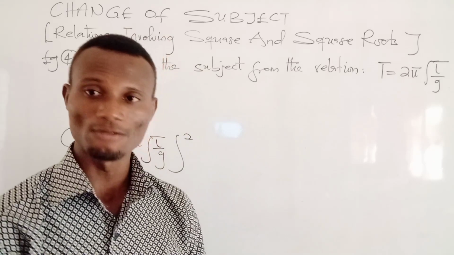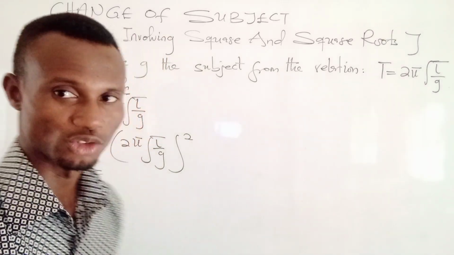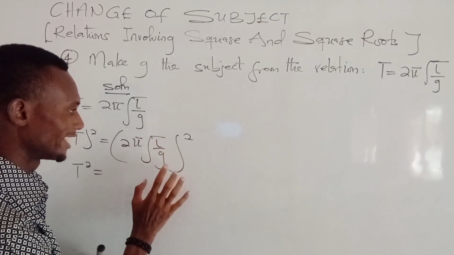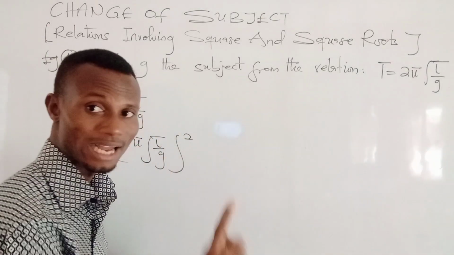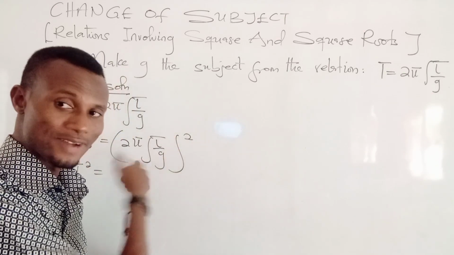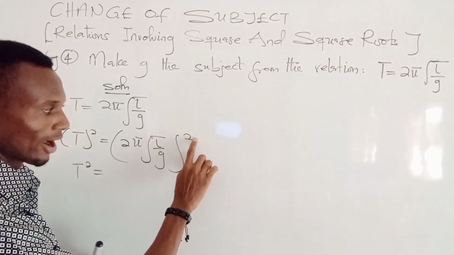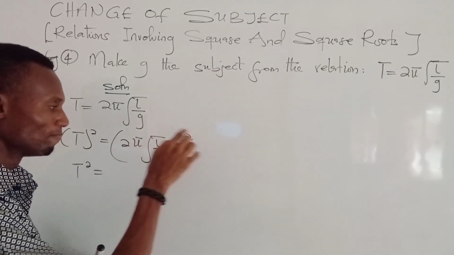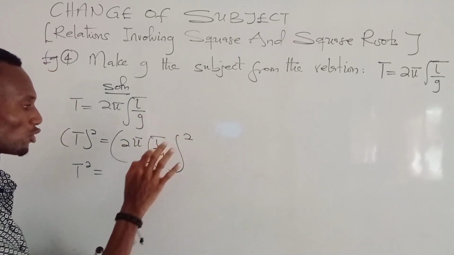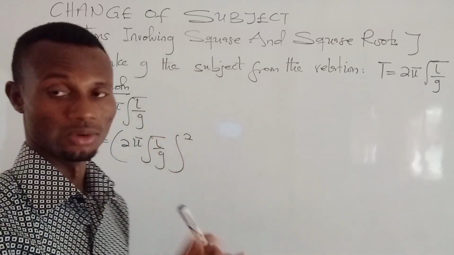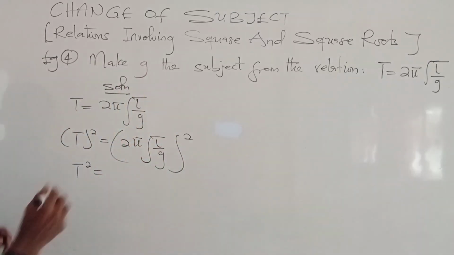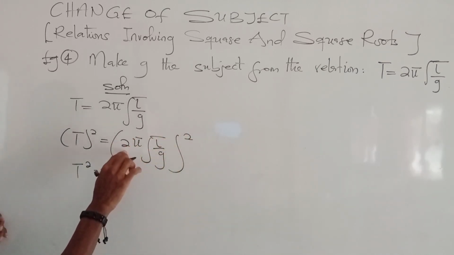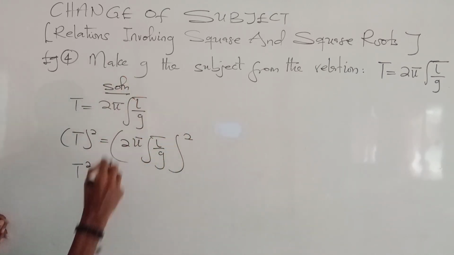Let me go over one more time so that you get it well. We have 2 pi root of L over G all squared, and the power 2 affects everything in the bracket. So the power 2 affects the 2, the pi, and the square root of L over G as well. So now, when the power 2 affects this 2, it will be 2 squared, and 2 squared is 4.